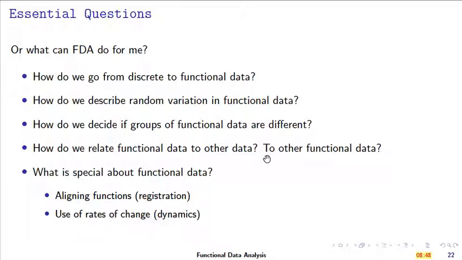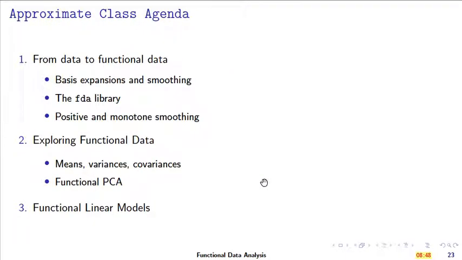Okay, so we will try to answer the following questions in this course. How can we go from discrete measurements to smooth curves? How can we describe and summarize the random variation within these curves? How can we decide whether groups of functional data or curves are different? And how can we relate the curves to other data? So these are the three big topics this short course will cover.